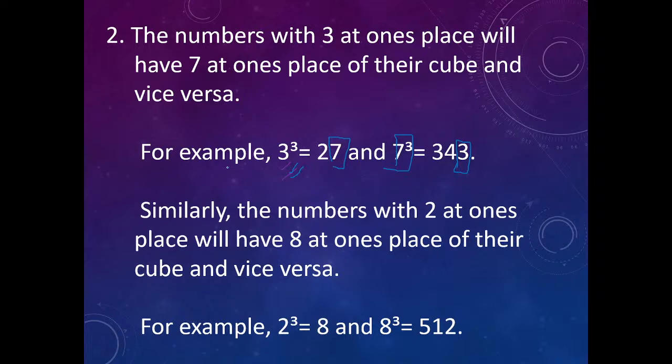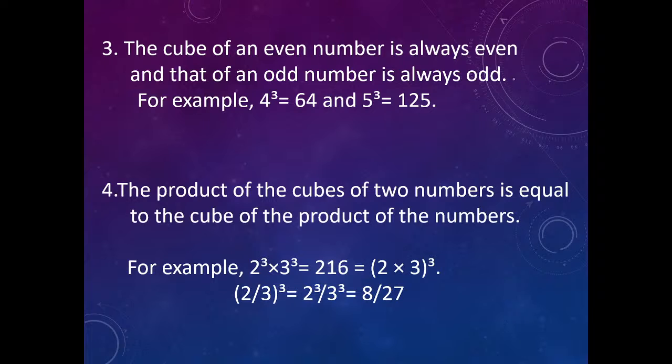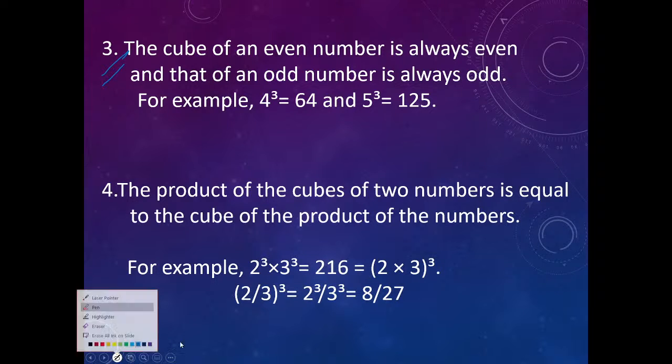Students, similarly, the same thing: if 2 is at ones place, 8 will be in its ones place. If 8 is in its ones place, 2 will be in its ones place. It's like alternative: 2 gives 8, 8 gives 2, like that. So this is the second property we're looking at for perfect cube numbers.